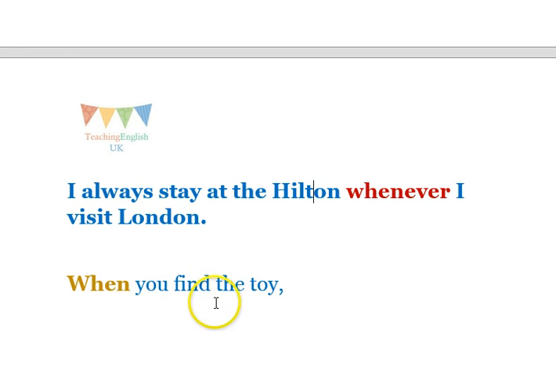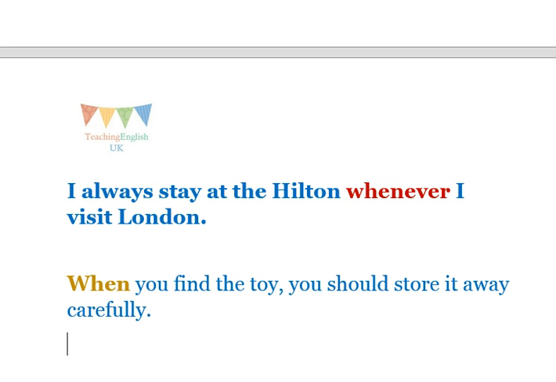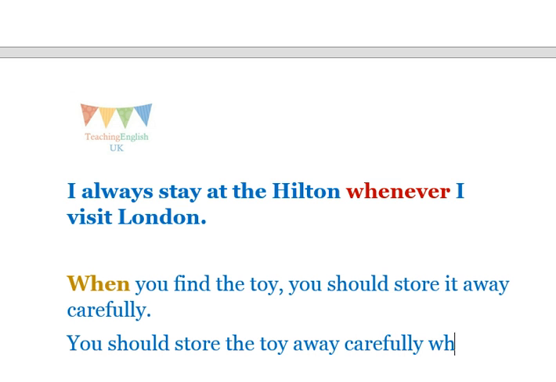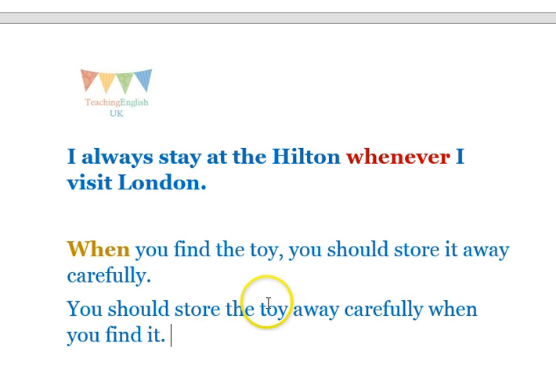And lastly, when you find the toy, that's your subordinate clause. You should store it away carefully. Flip it: you should store the toy away carefully when you find it. So we have to change the sentence a little bit to make sure the toy was mentioned at the beginning of the sentence. And again, we've got your subordinating conjunction there. No need for a comma as there is no contrast.